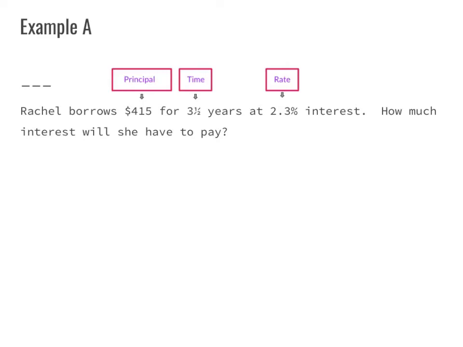So we're going to be looking for interest. And it says that in our problem, because it says how much interest will she have to pay. So since they're asking us for interest, we know we're going to be looking for I. So we're going to put I as what we're looking for, and that's going to be equal to our P, R, and T. So let's substitute in now the things that we have.